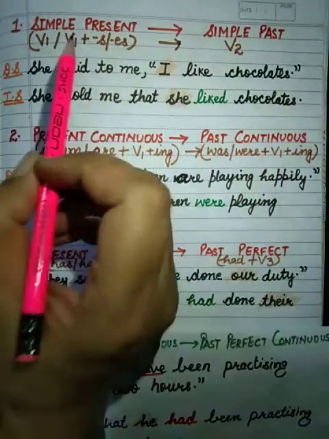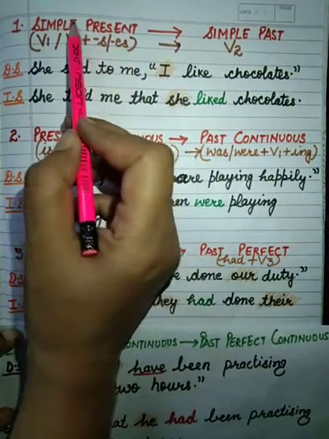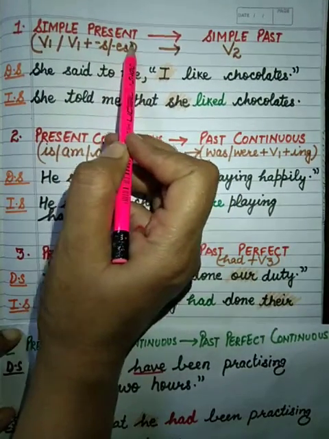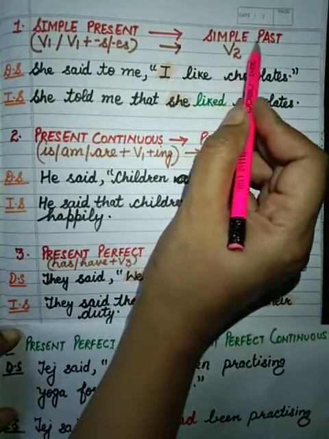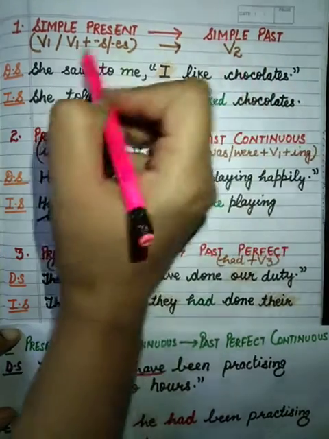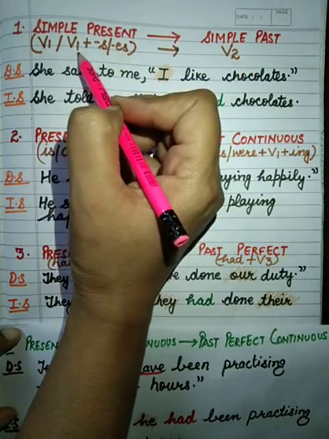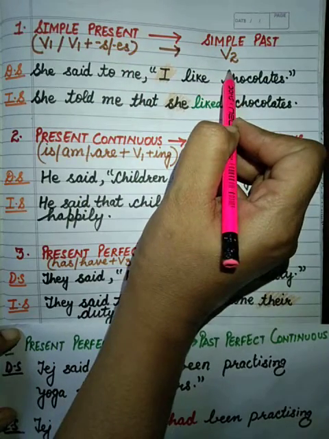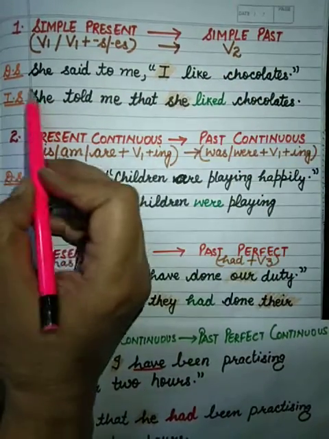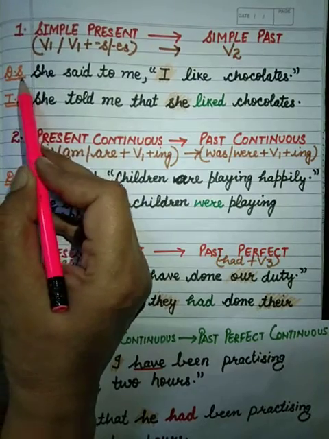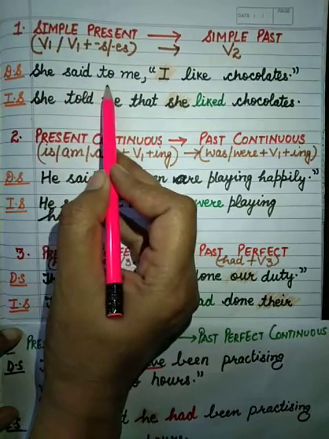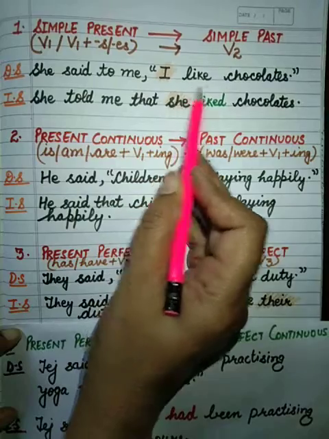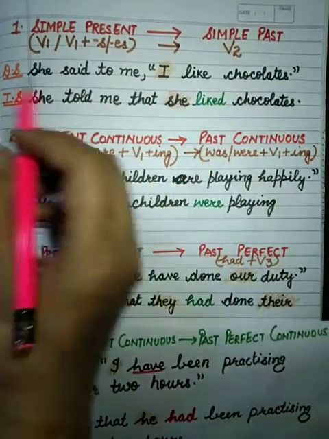First is simple present tense. Simple present tense in direct speech changes into simple past tense. Means first form of verb or first form plus s or es changes to second form of verb. Clear? For example, this is direct speech. She said to me, I like chocolates.